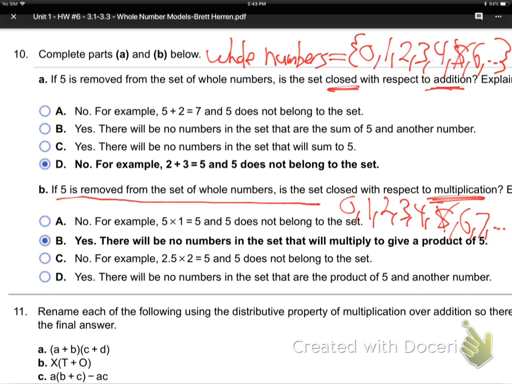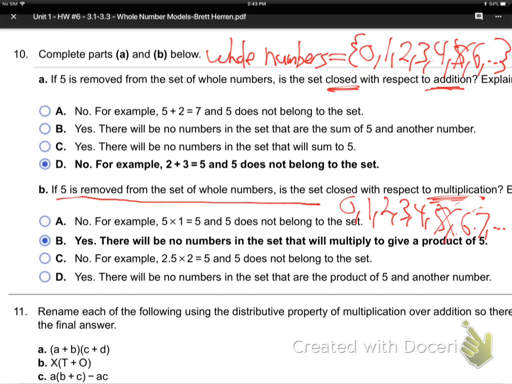What if they took out the 6? Let's change the question. What if they took out the 6 instead of the 5? Would it be closed now under multiplication? No, because what times what? 2 times 3, right, would be 6. So there's an answer not in the set, not closed, right? But 5, if you take out 5, it's still closed. Why? What's special about 5 that you take him out and it's okay? Because it's odd? Odd, maybe.